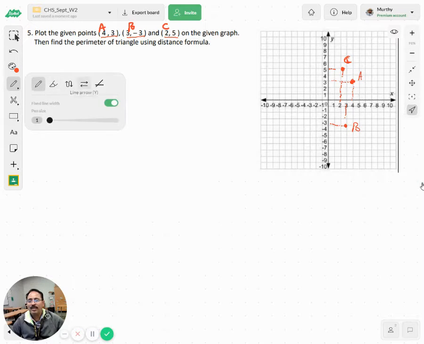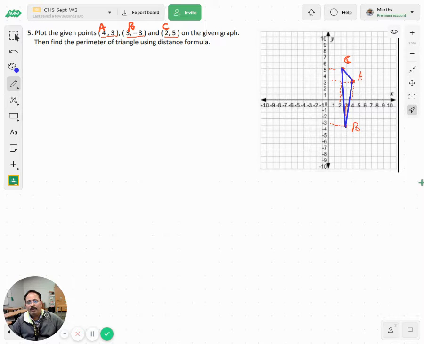Now let me join all of them using a straight edge. Okay, AC is joined, AB is joined, then BC is joined. Now you have to find the perimeter of this triangle.